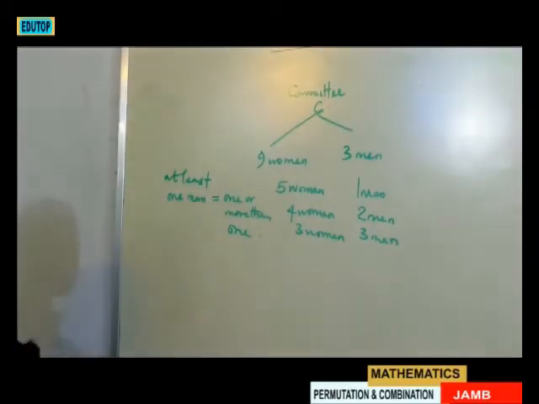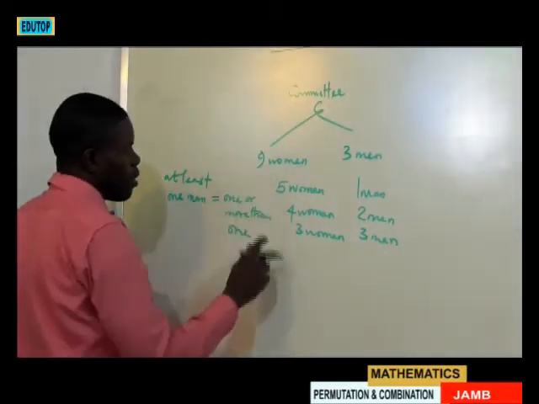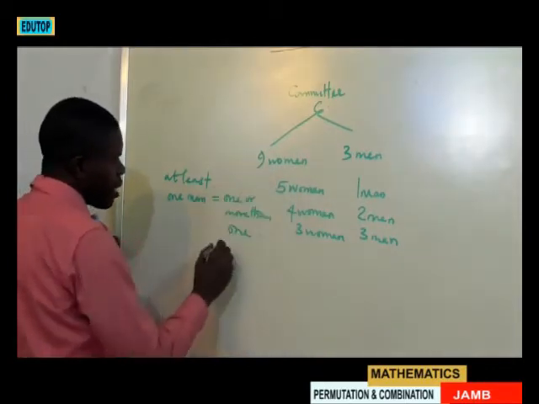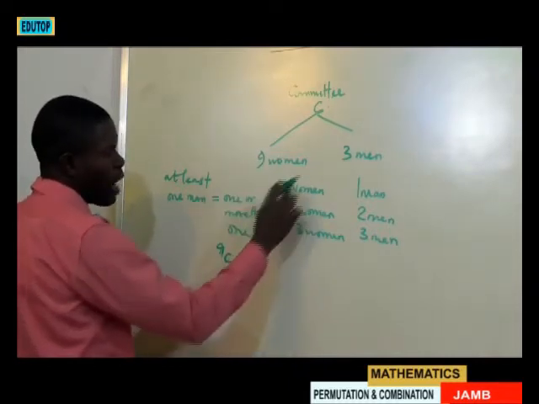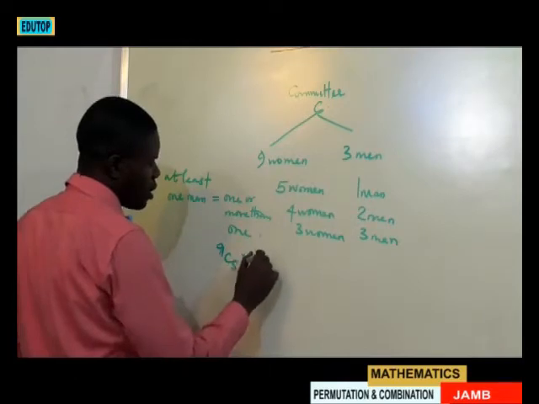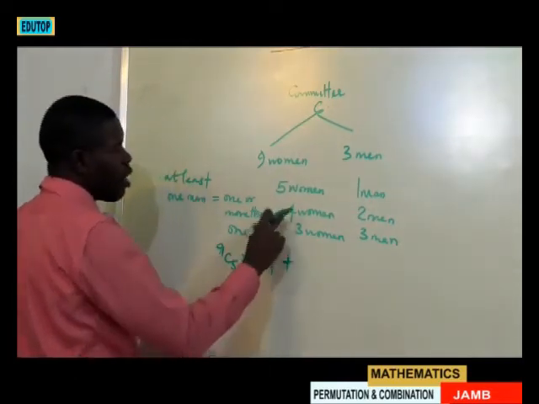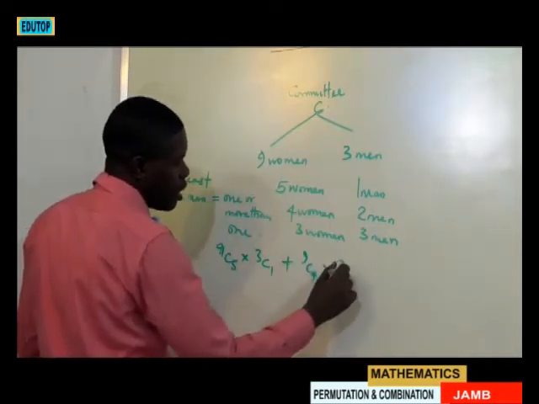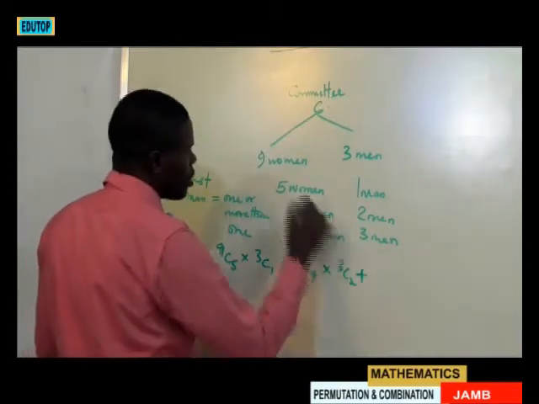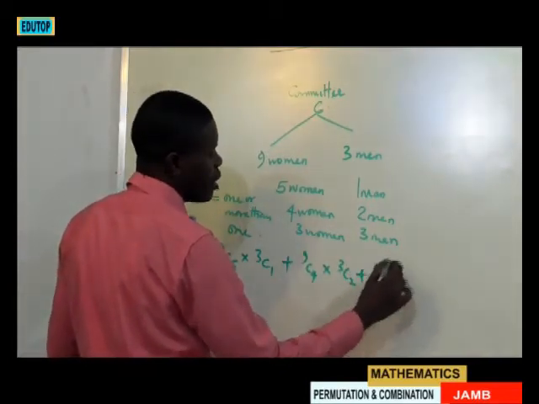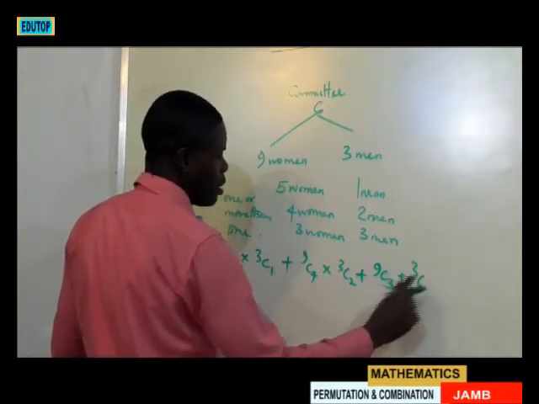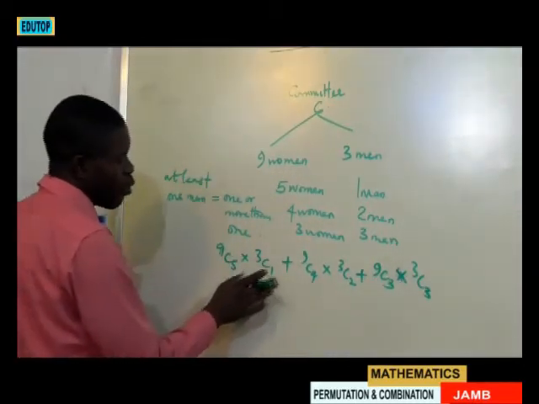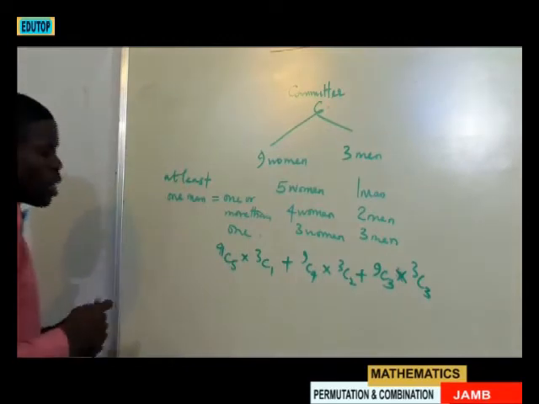So what we need to do now is to add them. For the first one, we have 9 combination 5 times 3 combination 1, plus the second one, 9 combination 4 times 3 combination 2, plus the third one, 9 combination 3 times 3 combination 3. So we find this, we add it to this, we add it to this. That is the way we are to go.